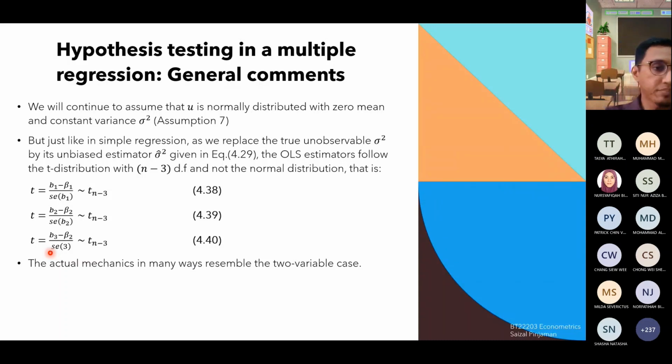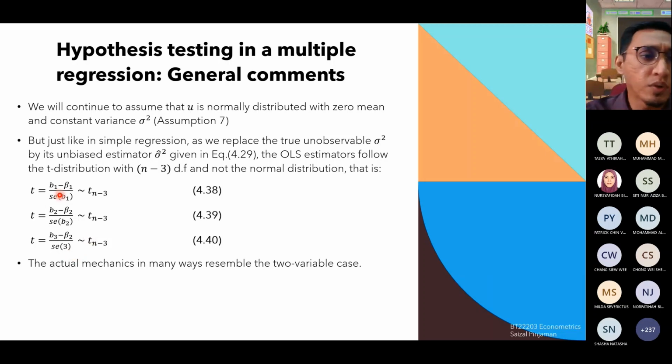All right. So here we have beta 1, beta 2, and beta 3. Of course, if we have 4 explanatory variables, then we will have beta 1, beta 2, beta 3, beta 4, and beta 5. Yeah, if we have 3 explanatory variables, then we have beta 1, beta 2, beta 3, and beta 4. But the general formula will be the same.